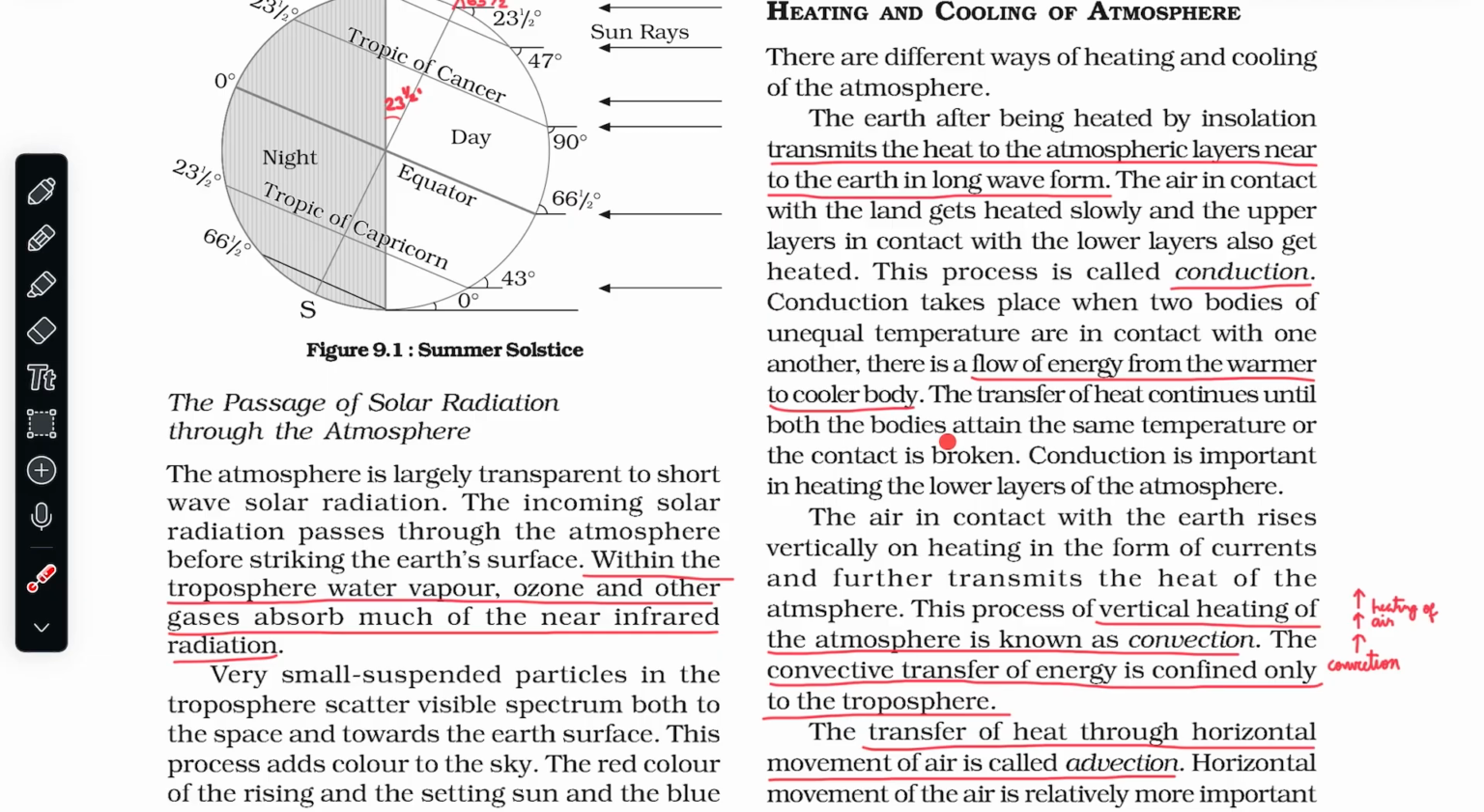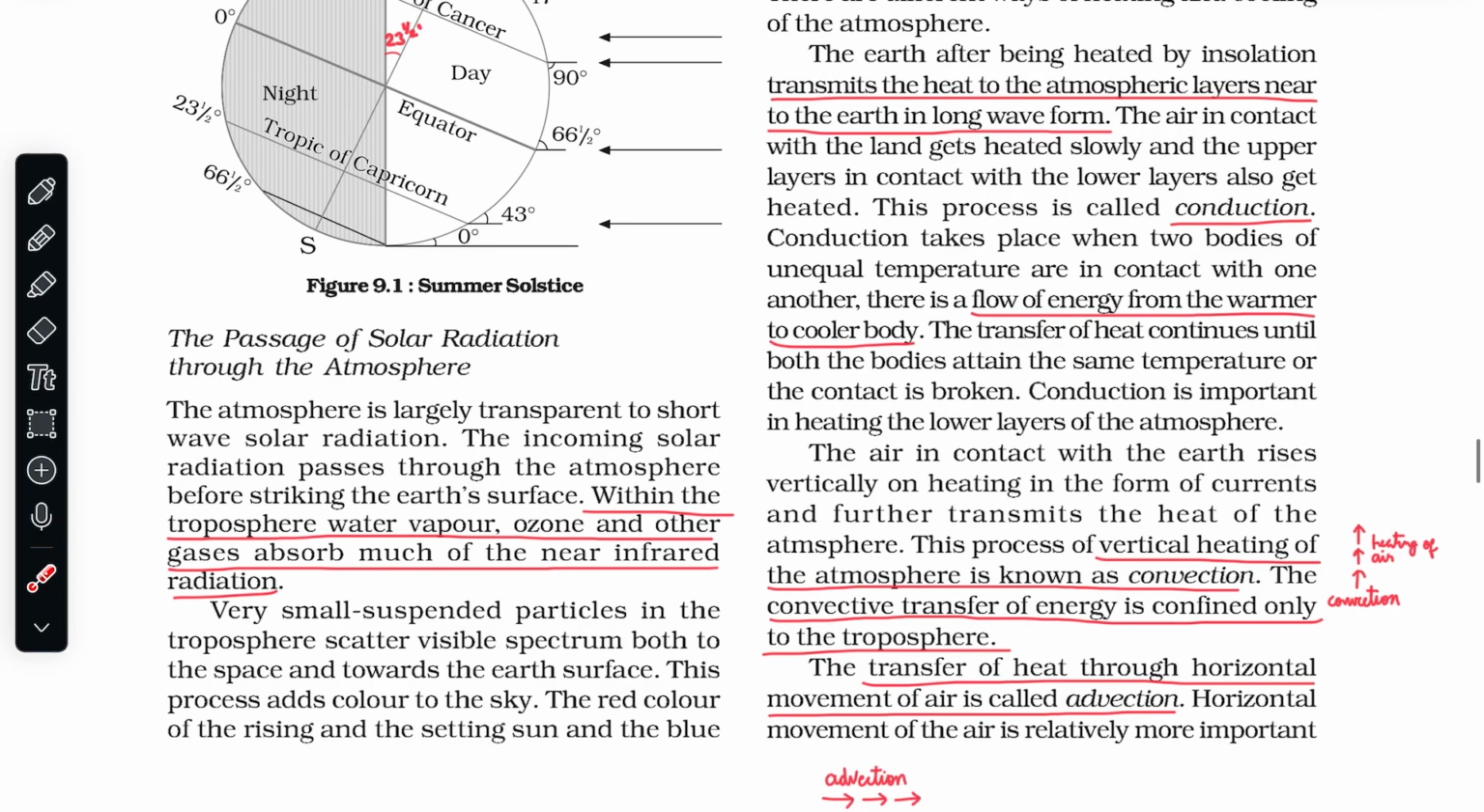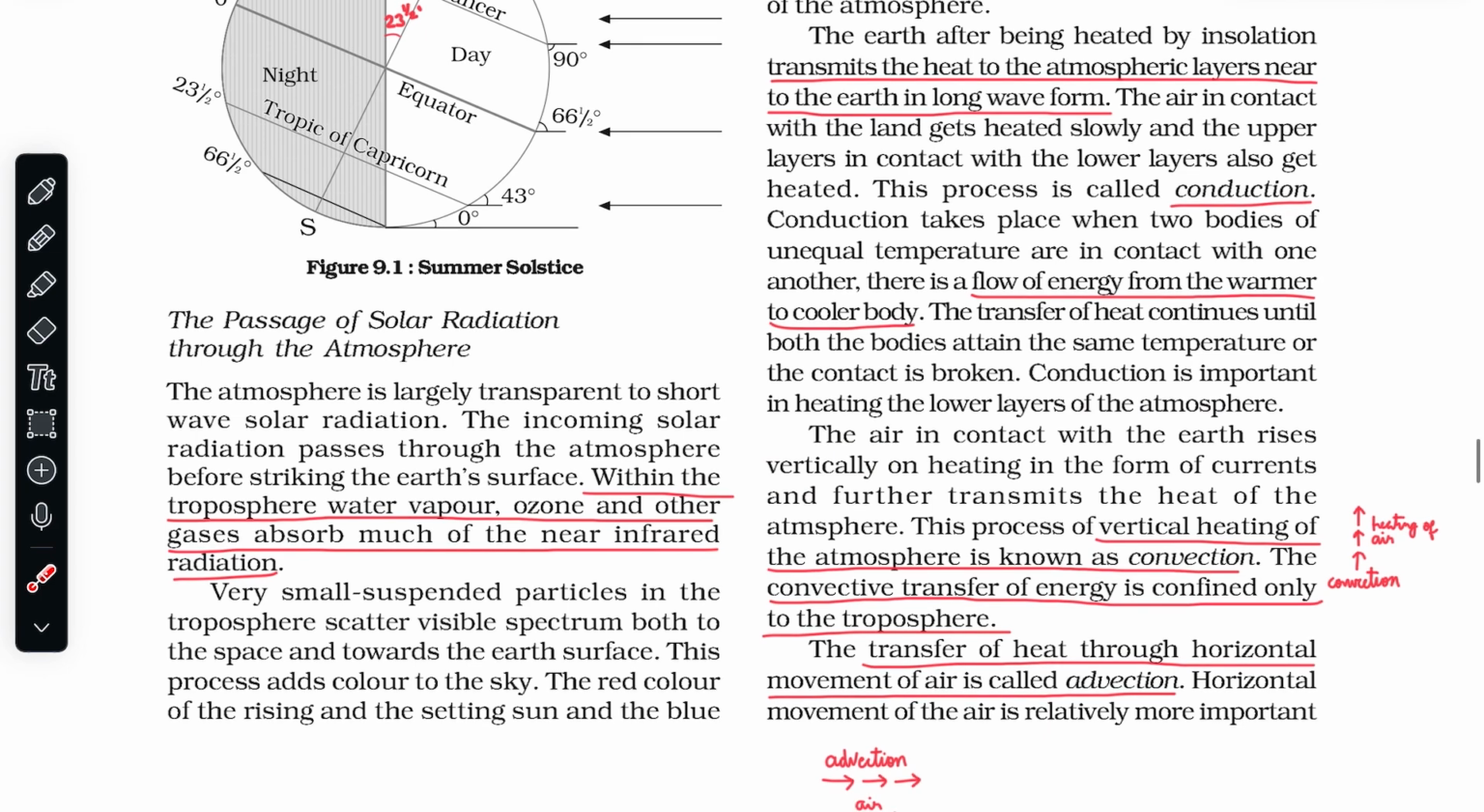The transfer of heat continues until the two bodies attain the same temperature or the contact is broken. Conduction is important in heating the lower layers of the atmosphere. The air in contact with the Earth rises vertically on heating in the form of currents and further transmits the heat of the atmosphere. This process of vertical heating of the atmosphere is known as convection.